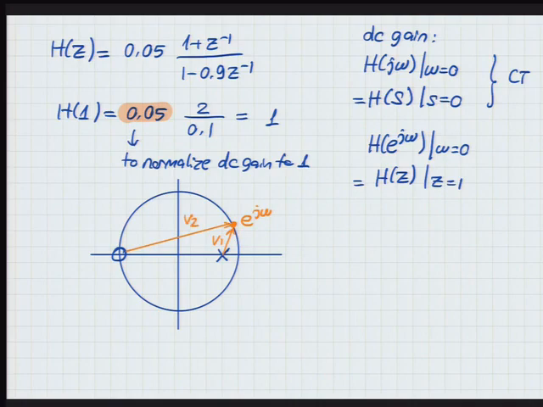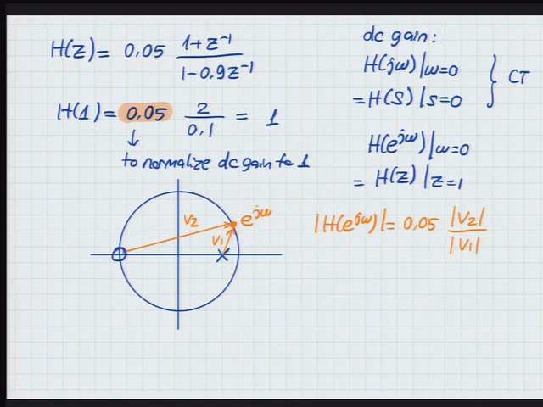Okay, so then h of e to the j omega is 0.05, which is just that coefficient, times the distance to the zero, which is the magnitude of the vector v2, over the distance to the pole, which is the magnitude of the vector v1. So what do you expect to see? So when you start at omega equal to 0, I think there's a way to highlight this. So we start here. Okay, am I doing this? Yeah, okay. You could train a monkey to do this, but I'm having difficulty. Okay, so take omega 0, you're here, and then increase omega to pi.